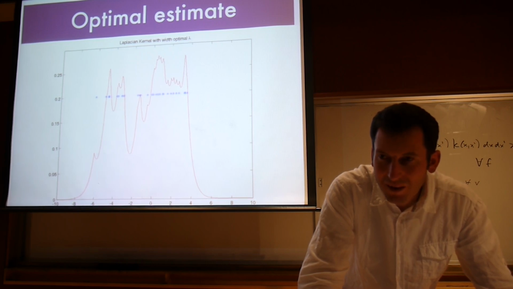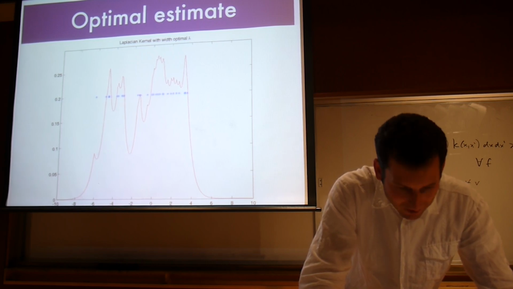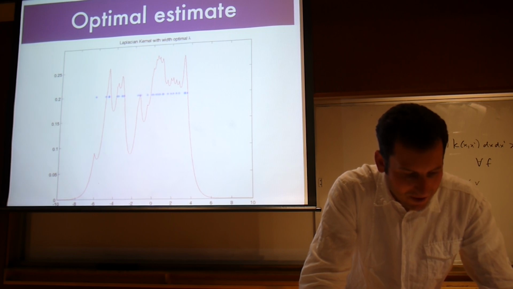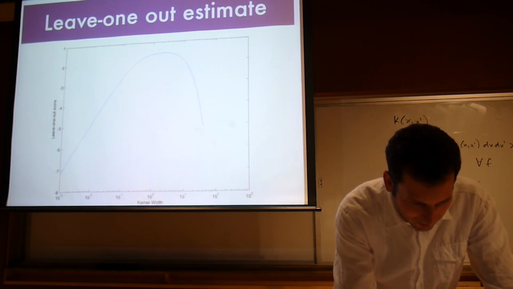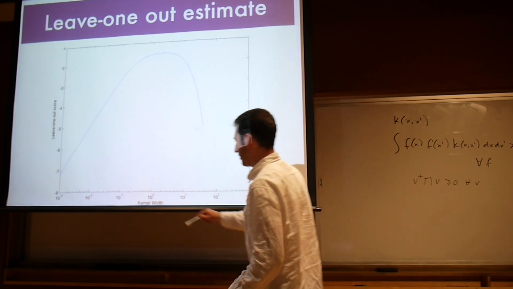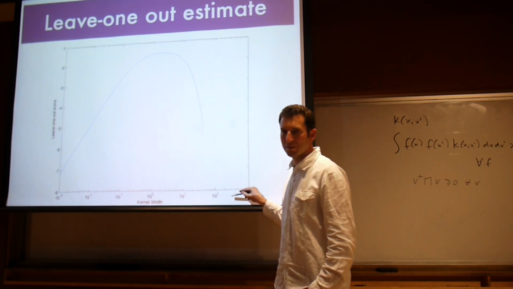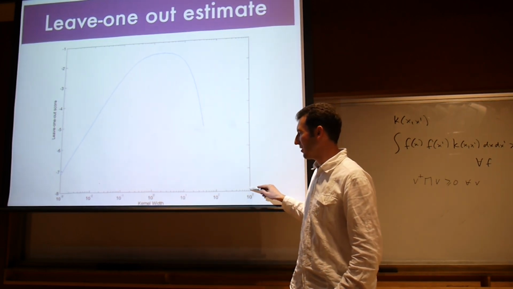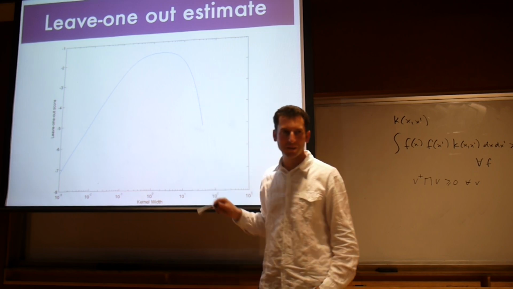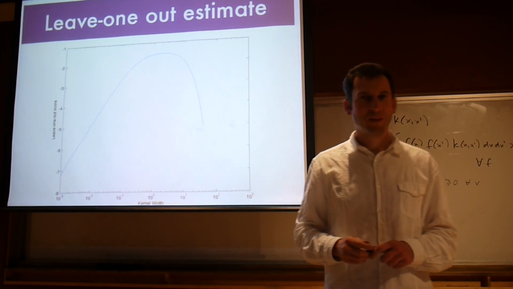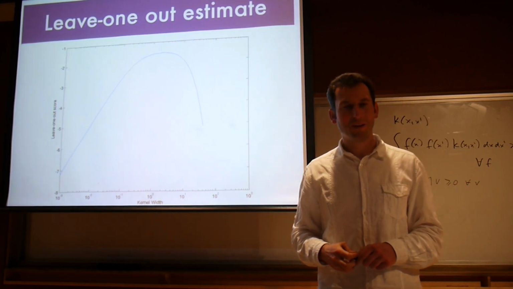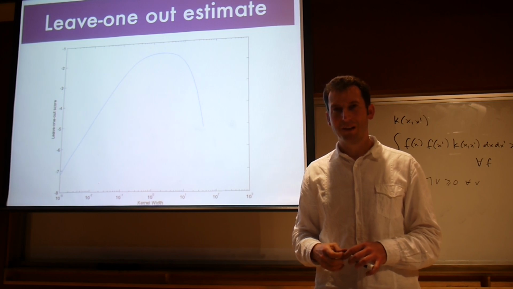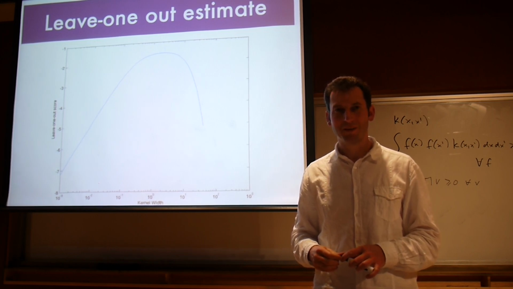Yep? The x-axis is r. The x-axis is r. Yes, you're absolutely right. Well, not on this plot, but on that plot it was. So kernel width, that's what we have. This is for one dimension. And as you could see, I plotted it in log of that scale, because what you really care about is getting the scale right, rather than getting the actual number right.